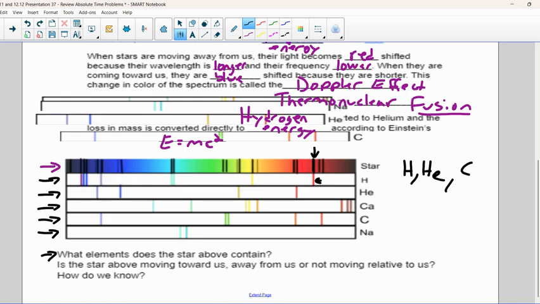Is the star above moving toward us, away from us, or not moving? It is not moving. And how do we know? Because the lines are not shifted. So there is no red shift or blue shift. Okay. So we're good there.